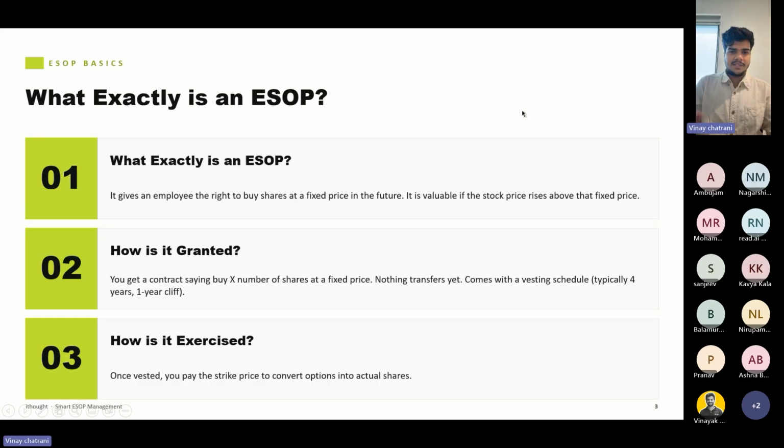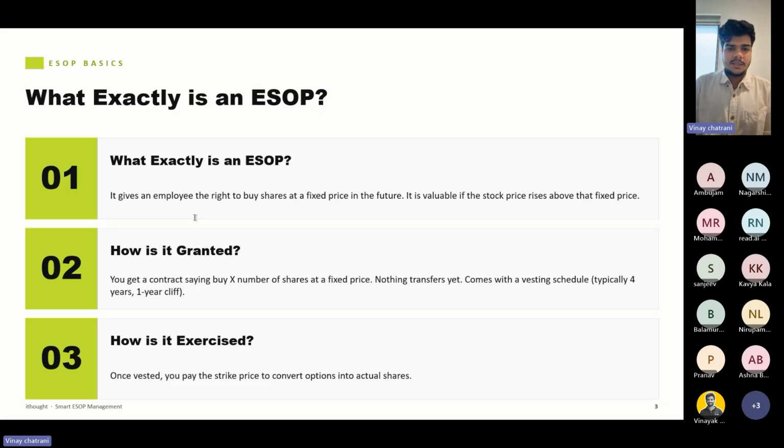So first, what exactly is an ESOP, or your employee stock option plan? ESOP is basically your employer giving you the option to get a share of the pie. So it means that you get to own a share in your own company, which will be provided to you at a discounted price. ESOP gives you the option to buy the share.